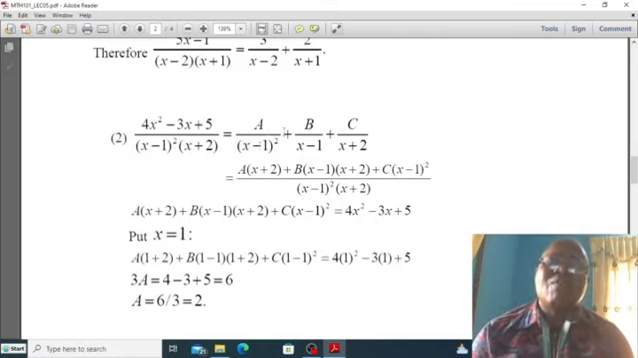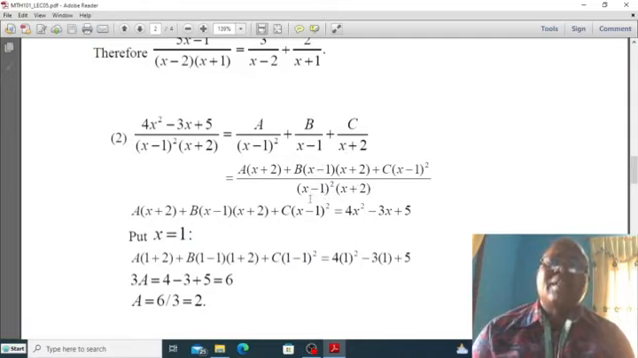A over x minus 1 squared plus b over x minus 1 plus c over x plus 2. If this squared had been cubed, I would have cube, square, and then without further power. So now, what do we do? We still look at the LCM and repeat what we have done above.